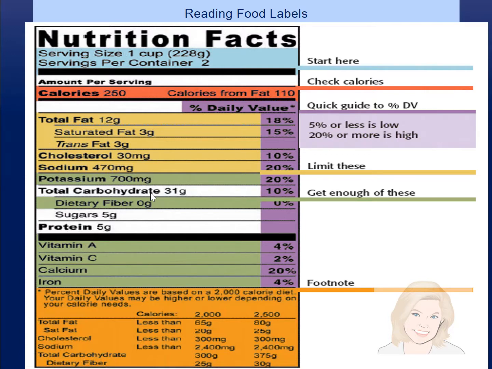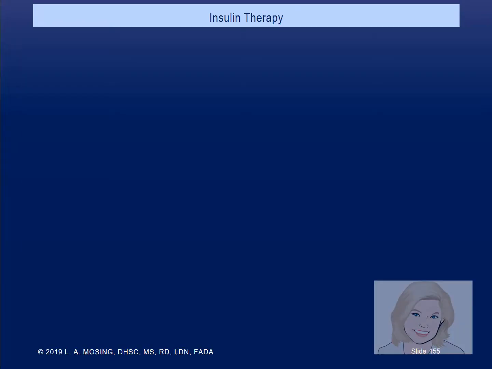grams. How many grams were in an exchange? 15. So how many exchanges is that? Right, 2. It's not that hard. And then some people go, well, you subtract the fiber and you add the sugar. No, we only care about the total carb. That's the number that we use for the exchange.